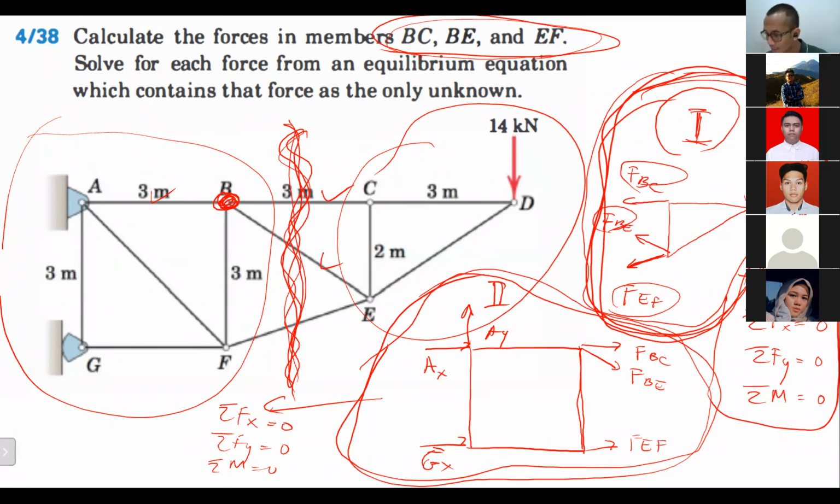Why is tension in this current case going outside of the joint? Yeah, because when you talk about tension, it's actually what is happening at that particular member. The member is getting pulled by the joint. But if we take a look at the joint, the member is the one that pulls the joint. That's why it's going outside of the joint. So whenever we talk about tension, it's always going outside of the joint.